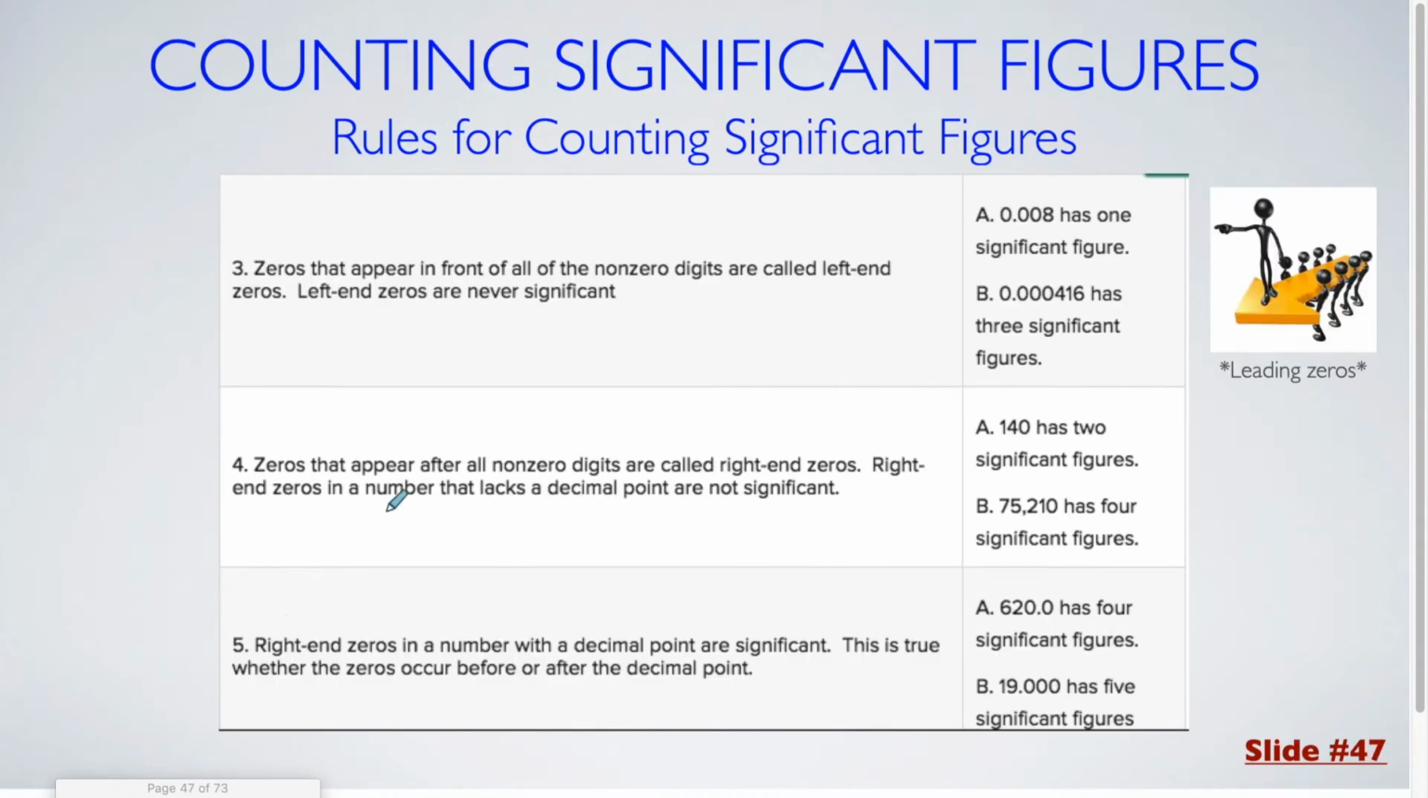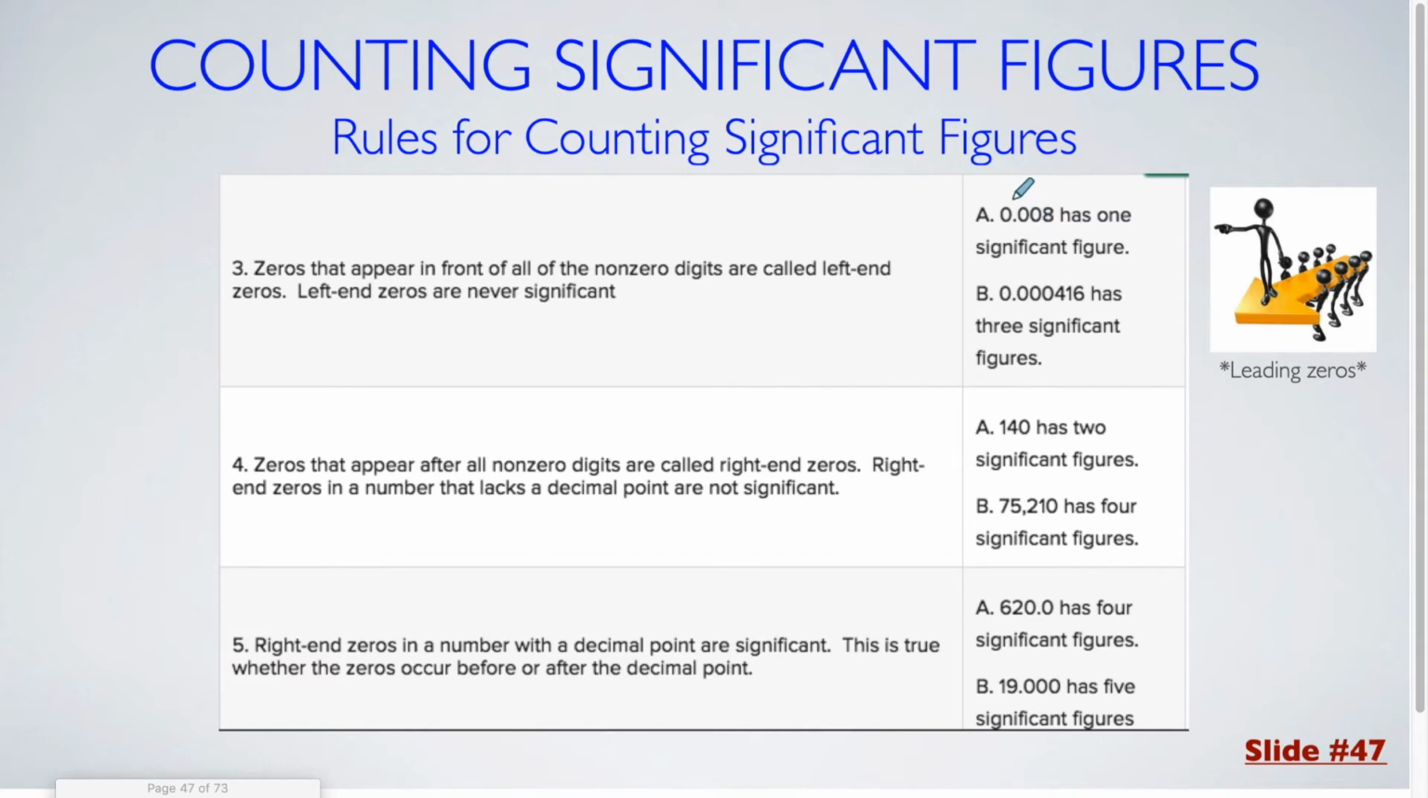Rule 3. Zeros that appear in front of all non-zero digits are called left-end zeros. Left-end zeros are never significant. I also tend to refer to these as leading zeros, since they are the zeros that are leading the entire number. Here with 0.008, these three zeros do not have a non-zero number in front of them. Therefore, they don't count. So the only number that is significant here is the 8. So we would say that this value has one significant figure.